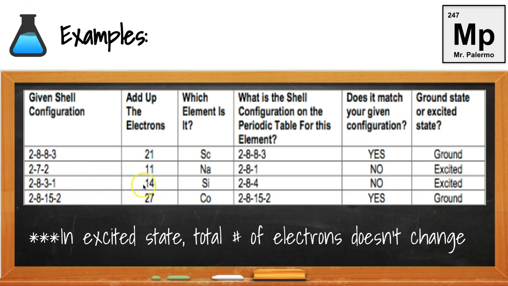when I add that up, I get 14 electrons, and that's going to be Si, which is silicon. And the configuration for silicon in the ground state is 284 on the periodic table, which does not match this configuration. So I know that 2831 is an excited state configuration. And it's important to note that in this excited state, the total number of electrons does not change. Just their location changes. So 2831 is 14 electrons, and 284 is still 14 electrons.